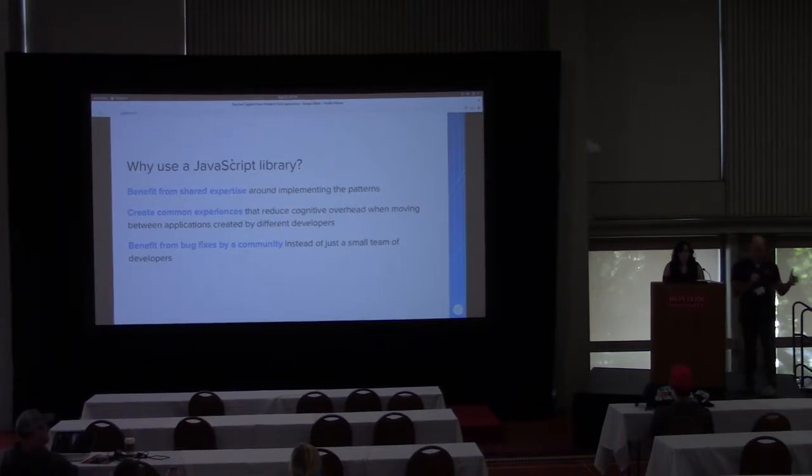So when you're doing one action and then you move to the next action in a similar UI, you don't have to relearn it. It's right there. It's done the same way. So baking these interactions into a JavaScript library really helps with that. And if one thing breaks, we don't have to fix it in dozens of places. You can fix it in one place, and then the entire community benefits from it.